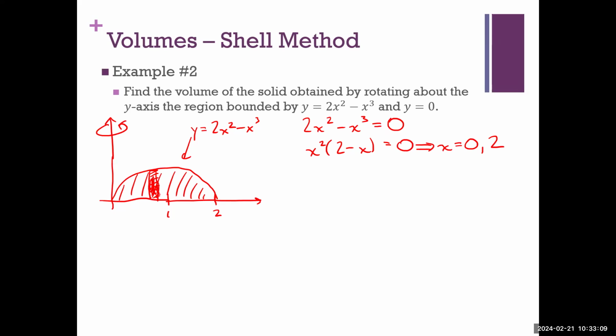So if we're using shell method, how do we set that up? 2 pi times the integral from where to where? 0 to 2. Good. So for right now, let's be clear. What is the radius of all these cylindrical shells going to be? In the last example we did, it was purely x. Is that true again? No.